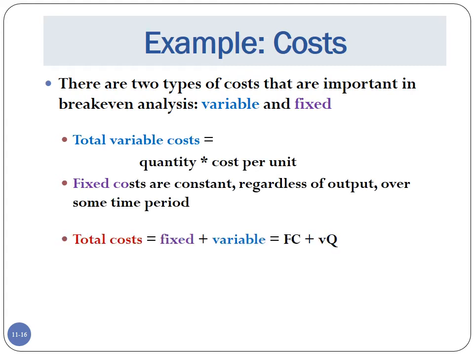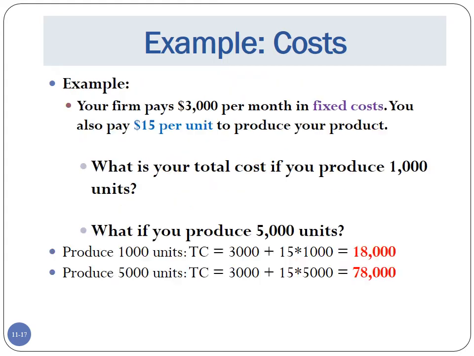The total costs for any given level of production are fixed costs plus the variable cost times the quantity. So if your firm pays $3,000 a month in fixed costs, let's say rent for a particular facility, you also pay $15 per unit to produce your product. What's your total cost if you produce 1,000 units or 5,000? If you produce 1,000, your total costs are 18,000. If you produce 5,000, your total costs are 78,000.